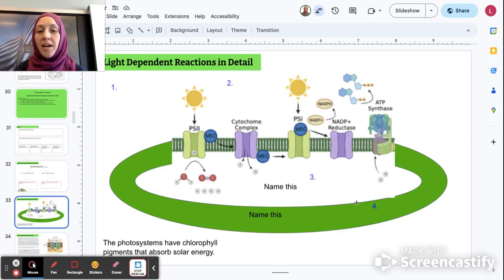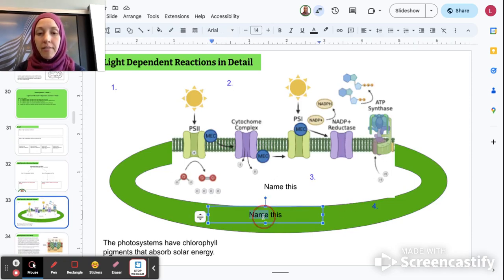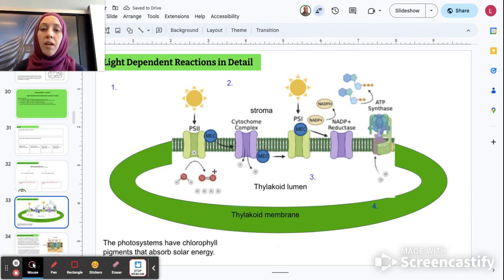All right, this is our thylakoid membrane. This is the lumen, or the inside of our thylakoid, the thylakoid lumen. And then outside of our thylakoid, we have the stroma. So here it's like a thylakoid disc. On our membrane, we have these proteins embedded, and one of them is called photosystem 2. And remember, our photosystems contain chlorophyll, or a pigment that absorbs solar energy.